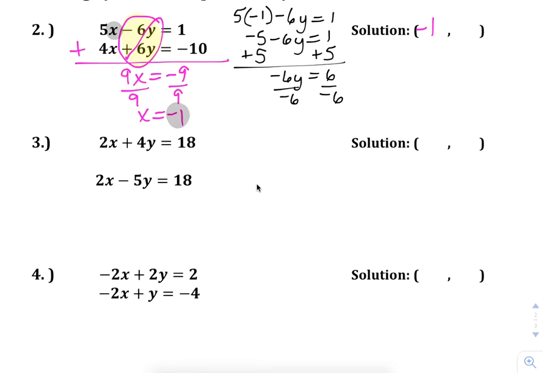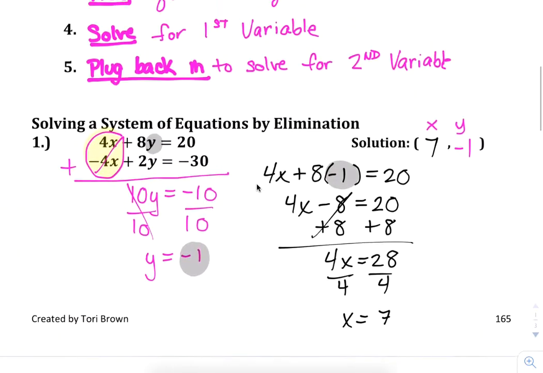Divide out the negative 6 and I get my answer. Y is negative 1 also, so my answer is negative 1 comma negative 1. Okay, I'm going to put this over here just so we have space. All right, so that's the basic gist of what you're trying to do. Cancel, solve, plug it back in, solve. That's it, okay? All right, now let's go back to our steps real quick.